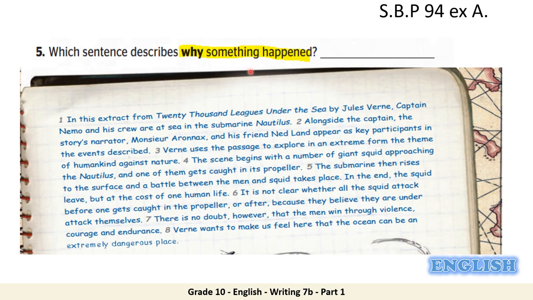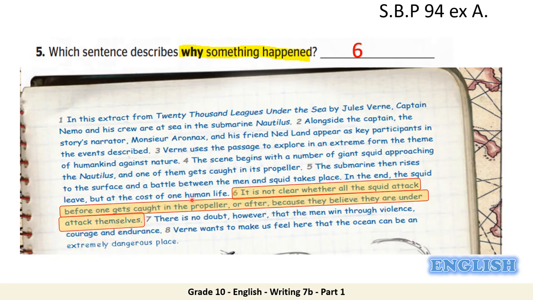And now let's answer. Which sentence describes why something happened? It's sentence 6. So he's asking here about the reason. Why it's not clear whether all the squid attack before one gets caught in the propeller or after. So the reason here is because they believe they are under attack themselves.